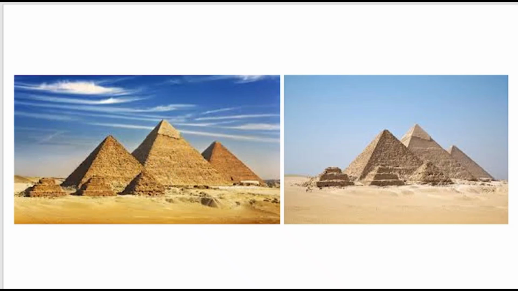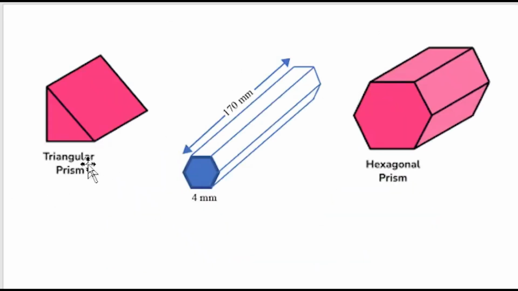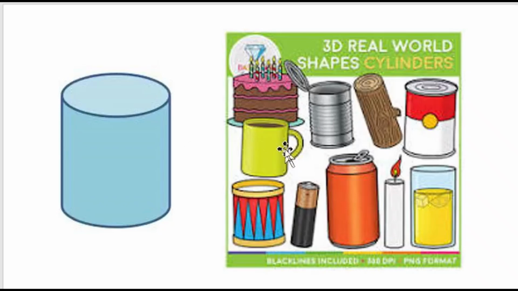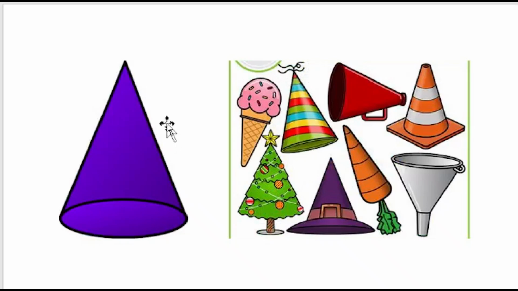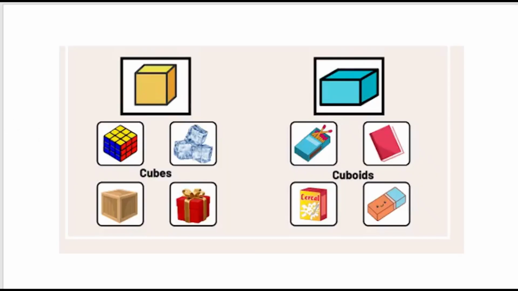Got it? So pyramids are found in Egypt, and these are the shapes of pyramids. And this is the shape of a prism. These are cylinders. These are cones, examples of cones. Here you have a sphere, round like a ball, not round like a wheel. And here you have cubes and cuboids.